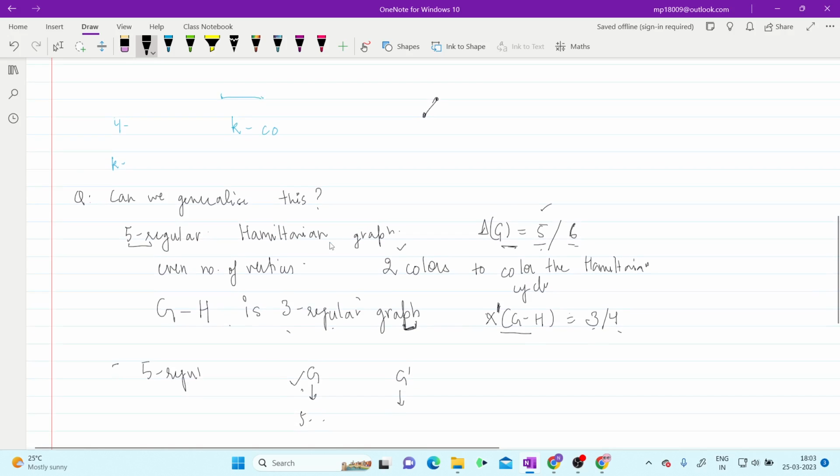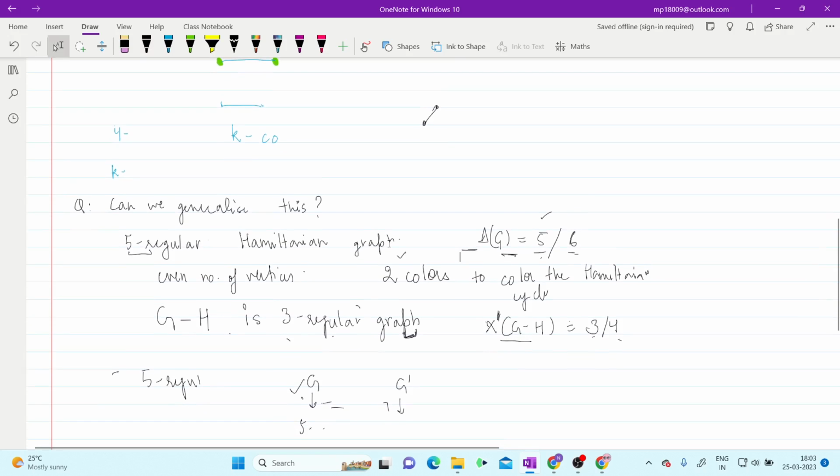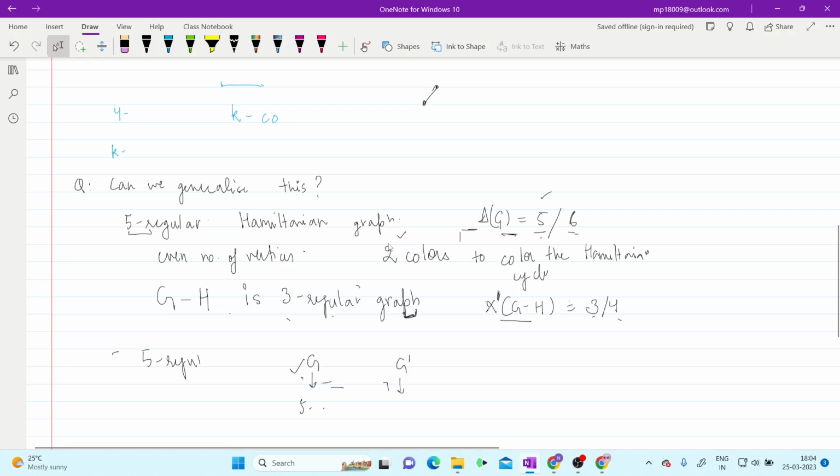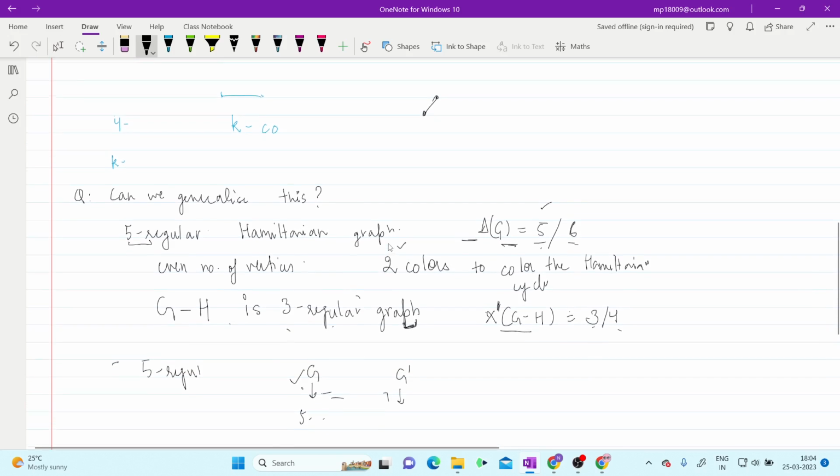Okay, I'll see if I can find some examples, or if I can prove it. If I'm able to do it, I'll let you know. But right now, I can't see any direct method. Okay.